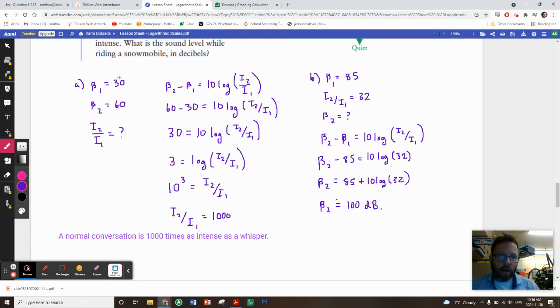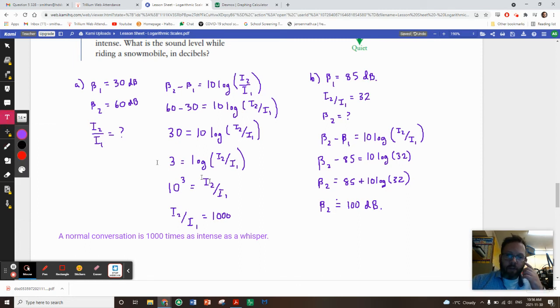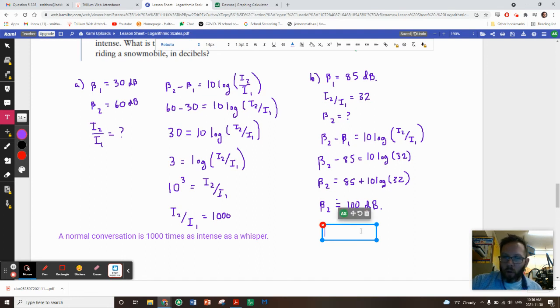I've been naughty and not including my units for these guys. Decibels, decibels, decibels. There we go. So that's pretty interesting. It's only a jump of 15 decibels, but it corresponds to a 32 times jump in the sound intensity.